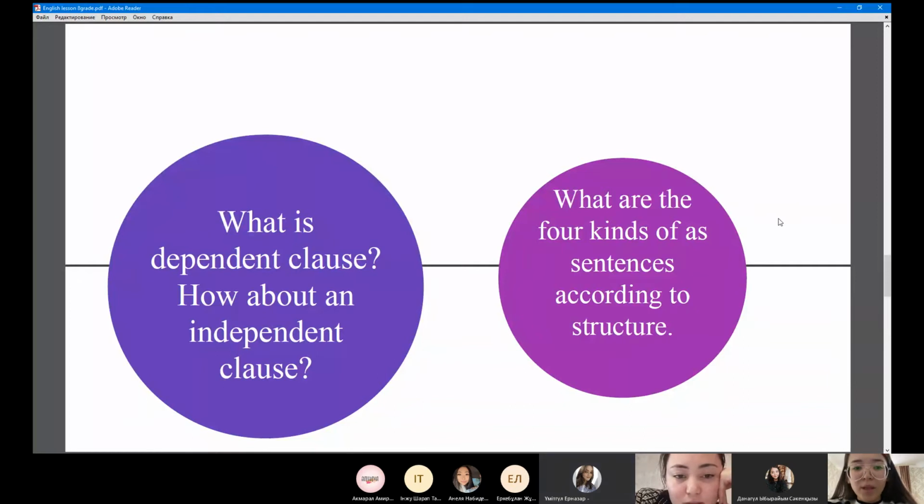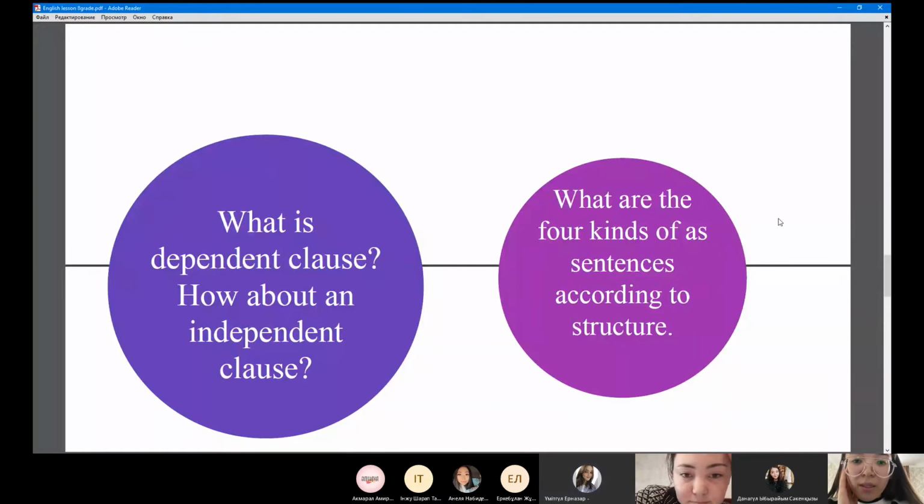Excellent. And independent clause. An independent clause is a group of words that contains a subject and a verb and expresses a complete thought. An independent clause is a sentence. Excellent. And Akmaral, please.